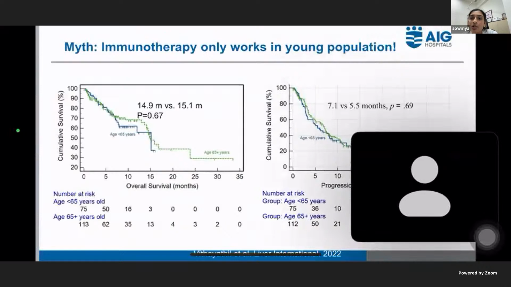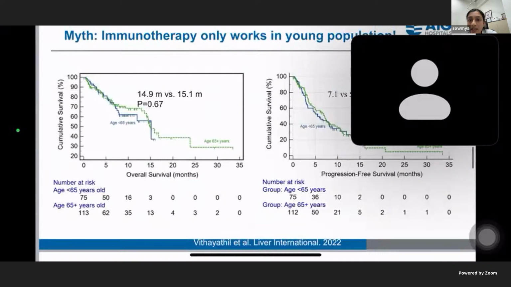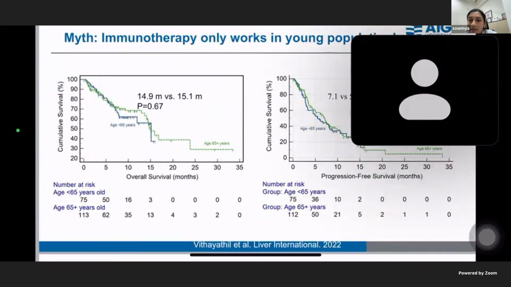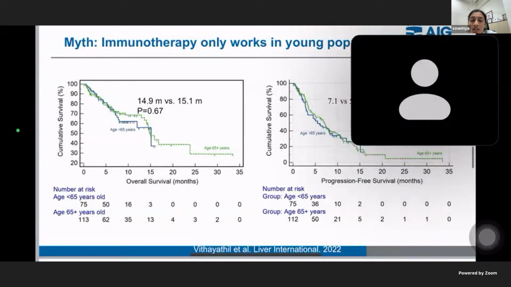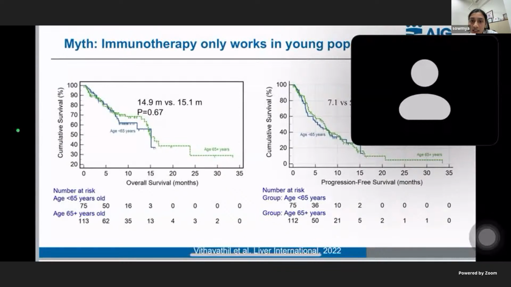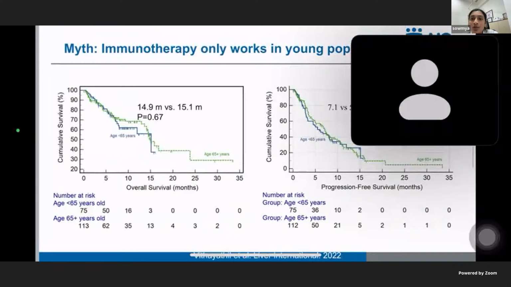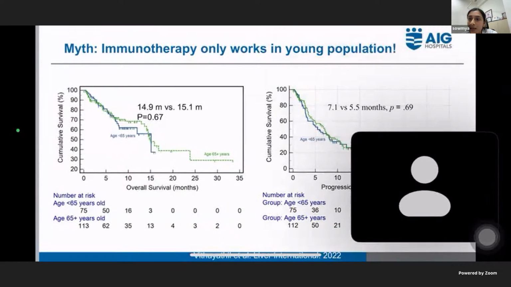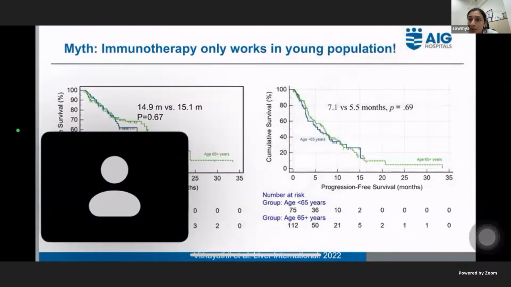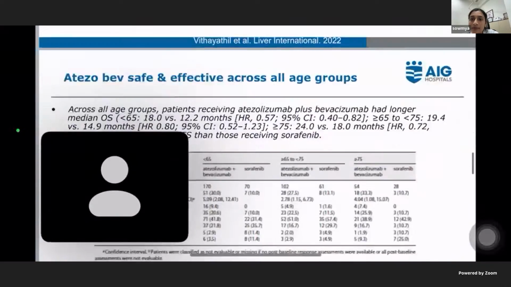Coming to the next myth, whether immunotherapy works only with younger population. This is a multi-center study done by Michael Vityatil et al., which was published in Liver International in the year 2022. So they studied two categories of age groups, that is age less than 65 years and age more than 65 years. And patients in both age groups had comparable benefits, and the survival was much better compared to the sorafenib group, and progression-free survival in both age groups who received immunotherapy was comparable.